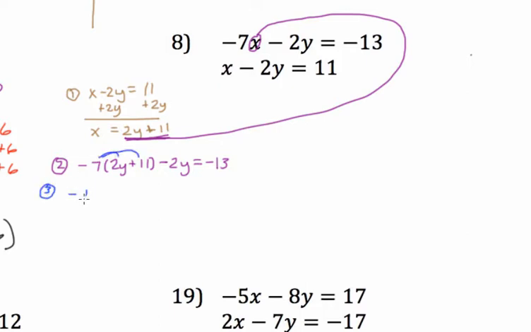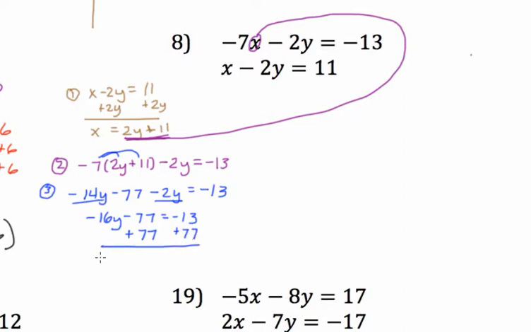Distribute. Add like terms. Think money, negative 14, negative 2, that's negative 16y. I haven't got to that point yet. Sorry. Undo what's been done to the y. Divide both sides by negative 16.